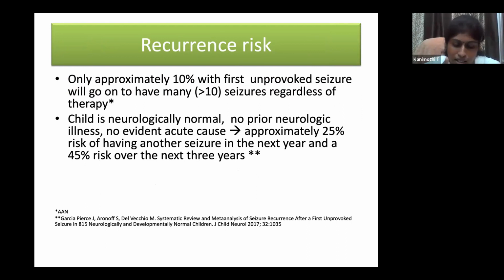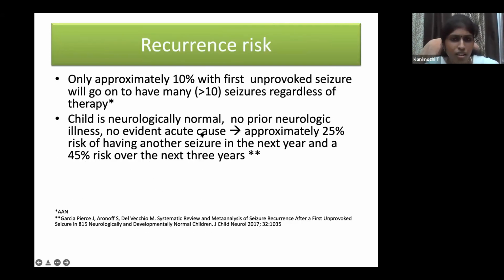So how do we determine this recurrence risk? It doesn't mean that for every child who comes, we do some mathematical calculations and see whether it is more than 60% or not. We just see whether the risk is high or not from the data that is available to us. After a first unprovoked seizure, only 10% of children will go on to develop more than 10 episodes of seizures in their lifetime, with or without treatment. If the child is neurologically normal with no acute cause or neurological illness, 25% have the risk of another seizure in the next year, and 45% in the next 3 years.